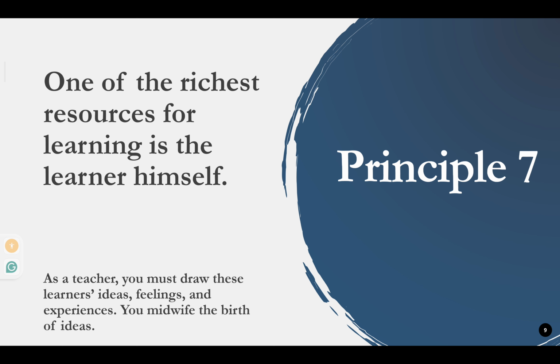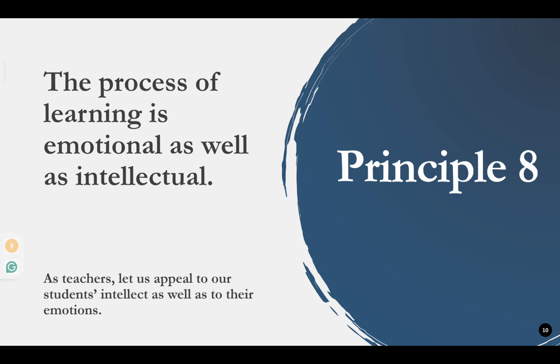Okay? Next, we have the principle number 8. The process of learning is emotional as well as intellectual. So learning is affected by the total state of the individual. Okay? So people are feeling beings. They also feel as well as thinking beings. And when their feelings and thoughts are in harmony, learning is maximized. Kumbaga kung nakakondisyon yung utak nila, no? And then yung feelings nila or yung emotions nila, and then they can learn anything.